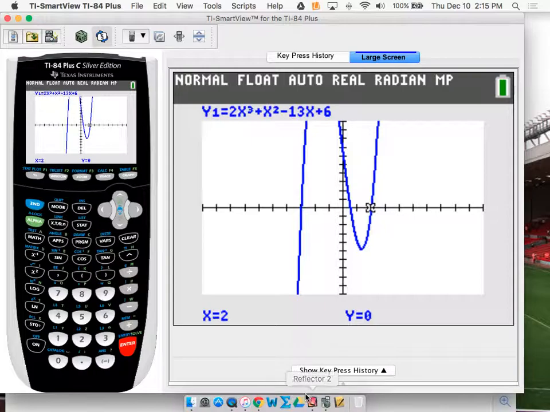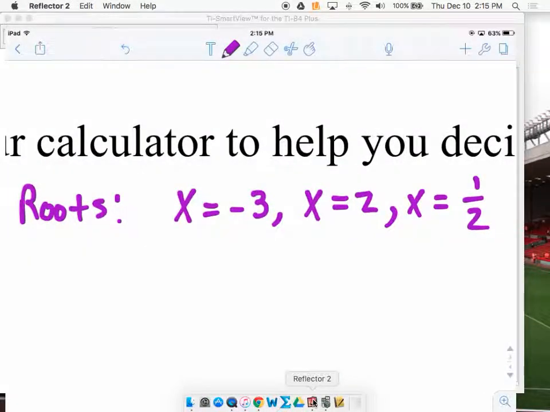Well, this is just one way to do it. There's many ways you can do it. Just hit trace and then the number. You could do that too. That's another way you can do it.